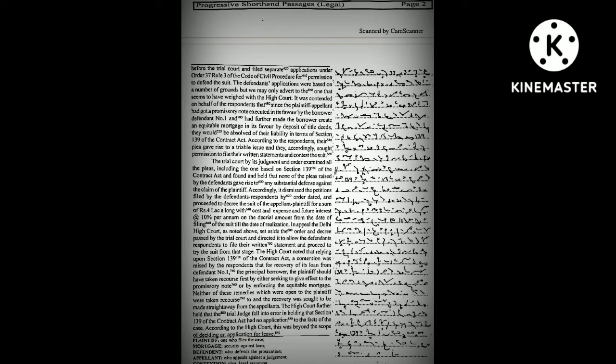Neither of these remedies which were open to the plaintiff were taken recourse to, and the recovery was sought to be made straight away from the appellants. The High Court further held that the trial judge fell into error in holding that Section 139 of the Contract Act had no application to the facts of the case. According to the High Court, this was beyond the scope of deciding an application for leave.